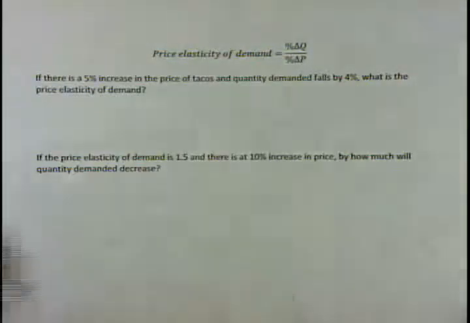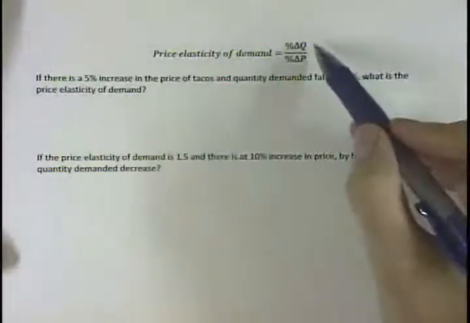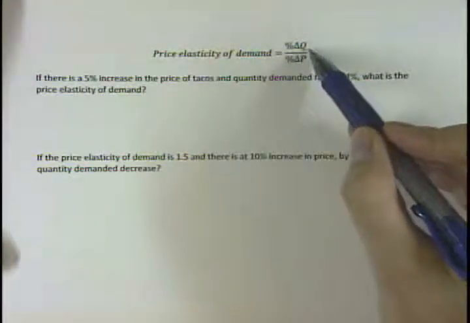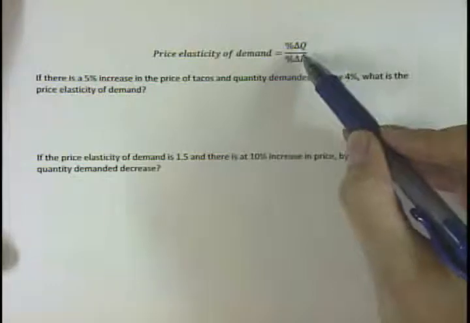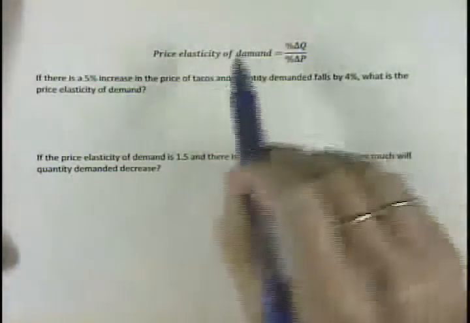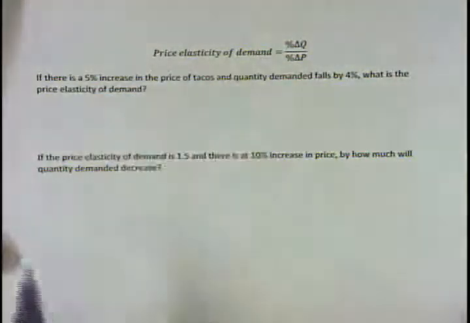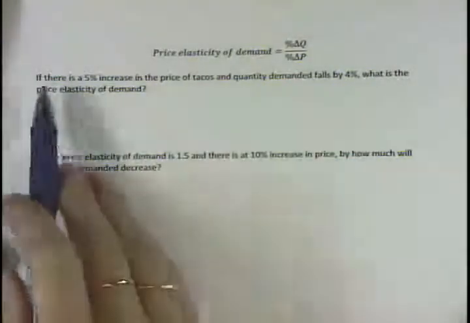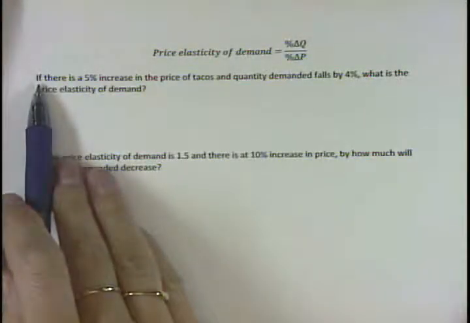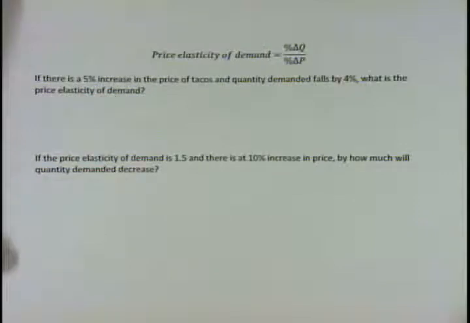Okay, so we're just going to use this formula. The price elasticity of demand is going to be the percentage change in quantity demanded divided by the percentage change in price. So what we're going to do first is calculate price elasticity of demand if we have some certain information. As an example, if there is a 5% increase in the price of tacos and quantity demanded falls by 4%, what is the price elasticity of demand?